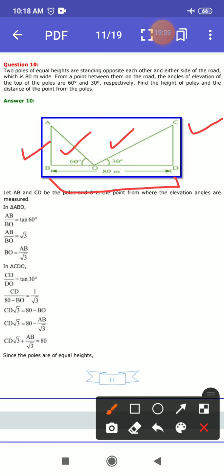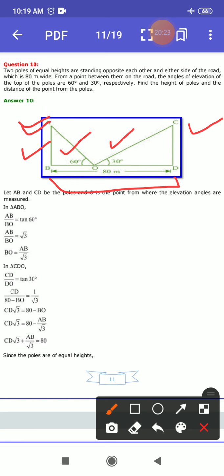This is what it says in this line. And then you find the height of the pole and the distance of the point from the poles. तो you have to find the height of a pole. पहले तो आपको height निकालनी है इनकी, and then you have to find the distance of O from B and D both. Then this question is complete.